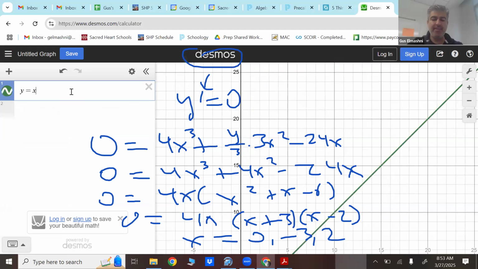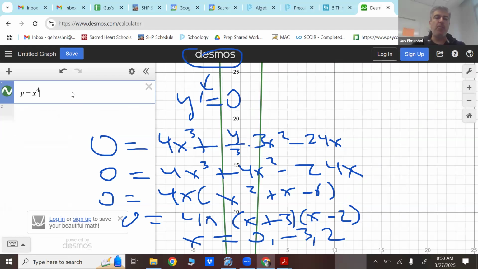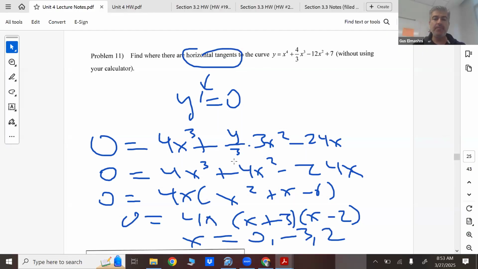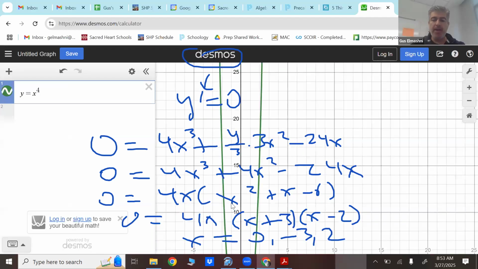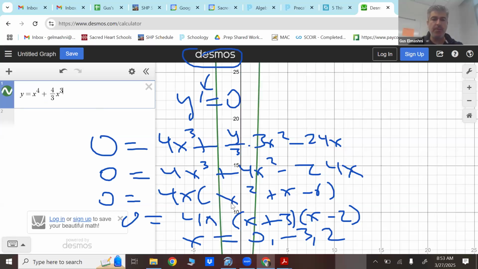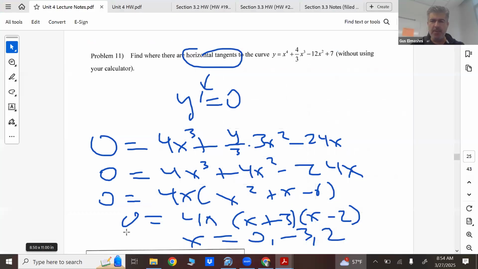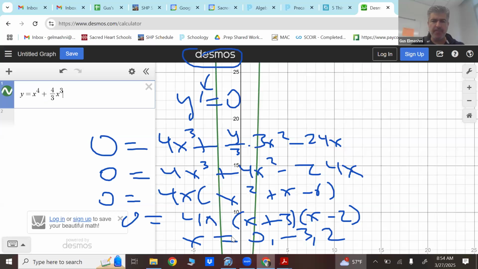That's just the derivative. We don't, but it can provide that information. I was confusing it with the actual function. Let me just show you: 4/3 x cubed minus 12x squared plus 7.